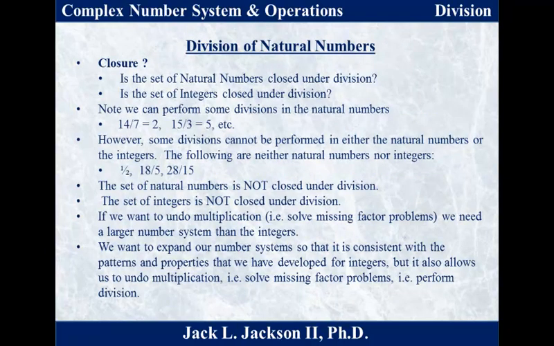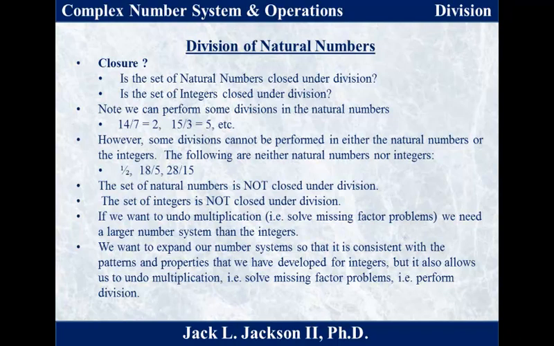Now, some things we can divide just fine in the natural numbers. You know, 14 divided by 7 is 2. 15 divided by 3 is 5. Those are nice little natural numbers all the way around. No problems. But there are divisions that cannot be performed in either the natural numbers or the integers. Here are some easy examples. 1 divided by 2 is probably the easiest one to think of. Others, 18 divided by 5, 28 divided by 15. These are examples where the answers are not integers. Okay? So the set of natural numbers is not closed under division, neither is the set of integers.